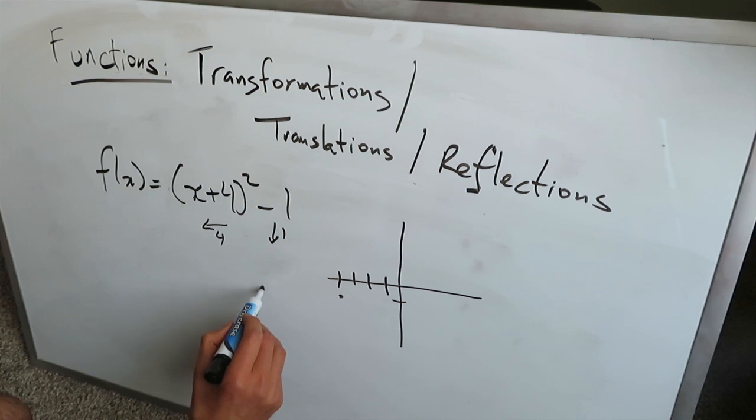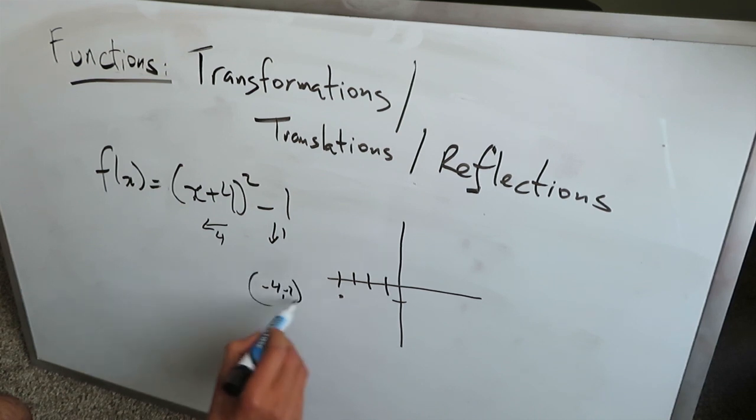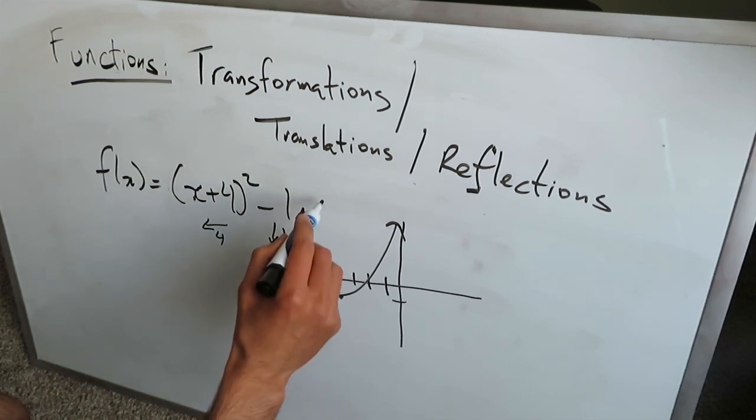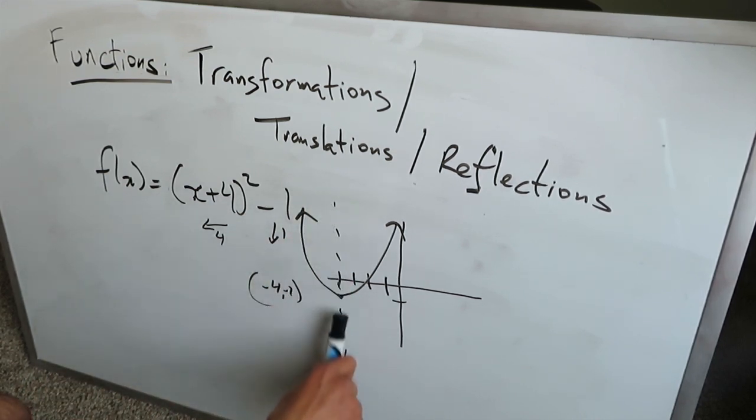So your vertex is now going to be (-4, -1), and you'll just have a regular parabola from there pointing upwards. That's your parabola, and then you know this right here is your line of axis or the line of symmetry.